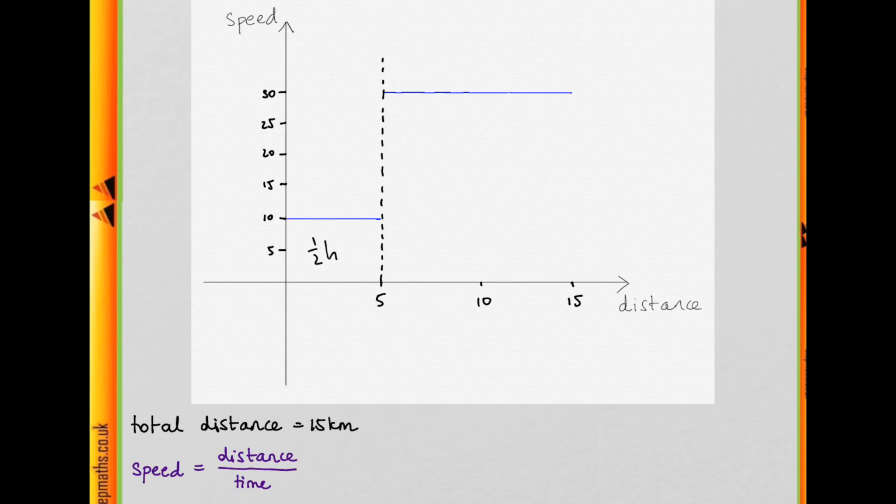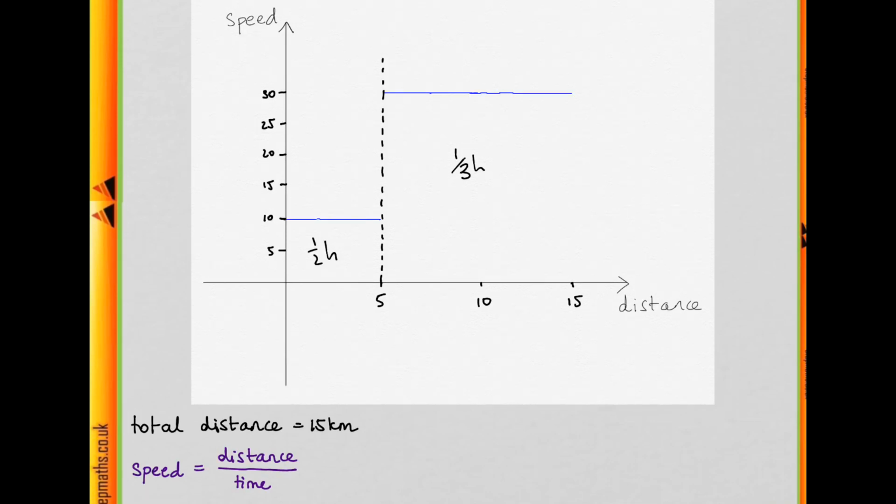So half an hour. And similarly, for this bit, when he was going on the bus, he was going 30 kilometers an hour. It's going to take him an hour to travel 30 kilometers. He's going 10 kilometers, so that's a third of the distance. Therefore, it's going to take him a third of the time, and so that's a third of an hour.